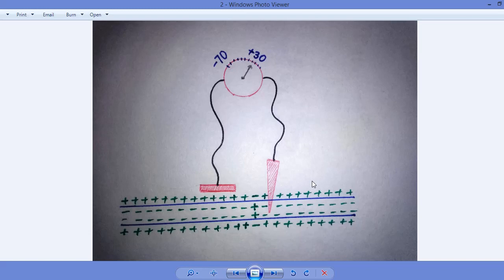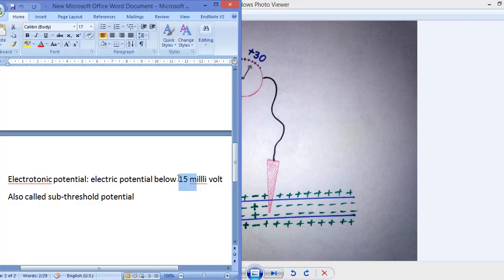Normally, what happens during depolarization and repolarization and the whole action potential? Action potential has two main steps. I'm going to write it in detail. Action potential has two main steps. Number one, the depolarization.